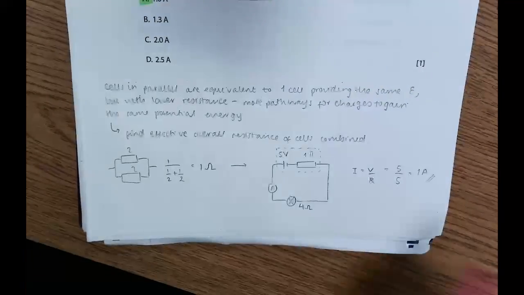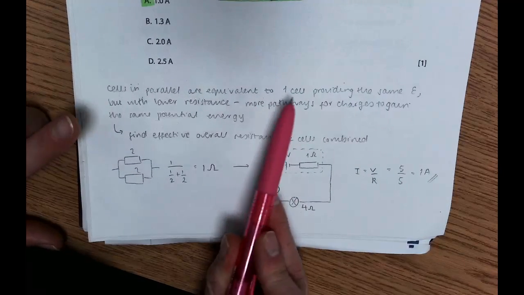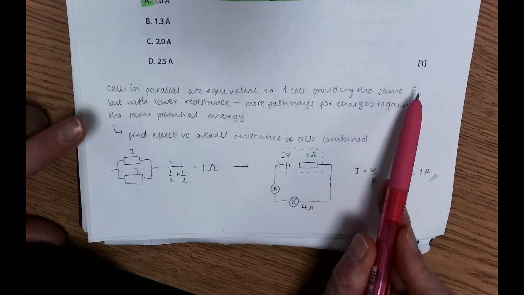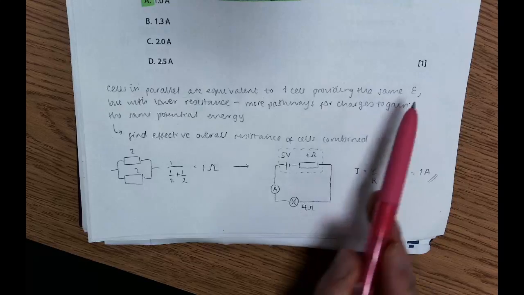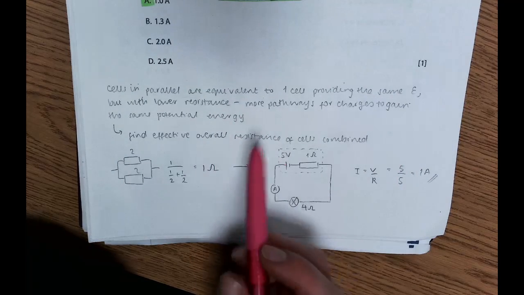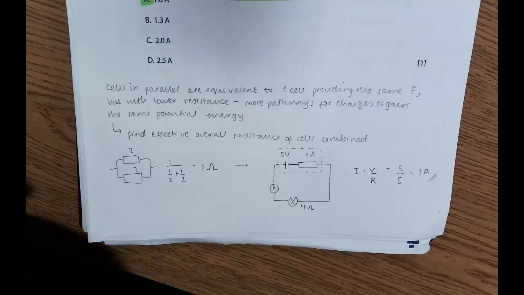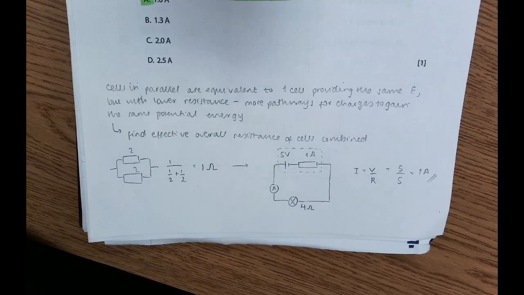So let me come down here, and I've written cells in parallel are actually equivalent to one cell providing the same EMF but with lower resistance, and that's because there are now more pathways for the charges to get across the circuit and gain their potential energy as they move through that cell.